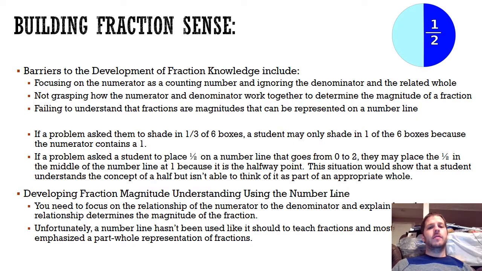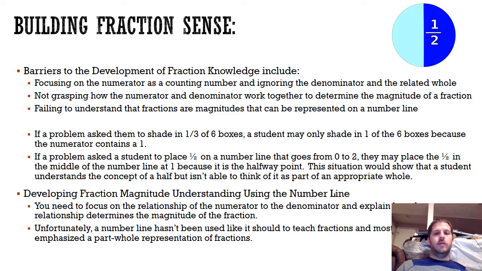Barriers to the development of fraction knowledge include focusing on the numerator as a counting number and ignoring the denominator and the related whole, not grasping how the numerator and denominator work together to determine the magnitude of a fraction, failing to understand that fractions are magnitudes that can be represented on a number line. If a problem asks a student to shade in 1/3 of 6 boxes, a student may only shade in one of the 6 boxes because the numerator contains a 1.